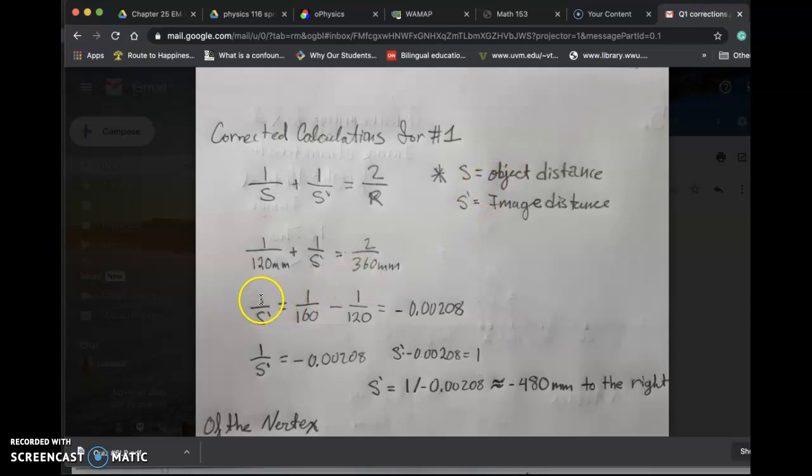Now as we can see, 1 over S prime is 1 over 160 millimeters minus 1 over 120 millimeters, which is negative 0.00208 per millimeter. And when we take the inverse of that value, we get negative 480 millimeters, which is then located to the right of the vertex. Now this distance is much greater than the distance of the face to the mirror because the image is being magnified by this mirror.